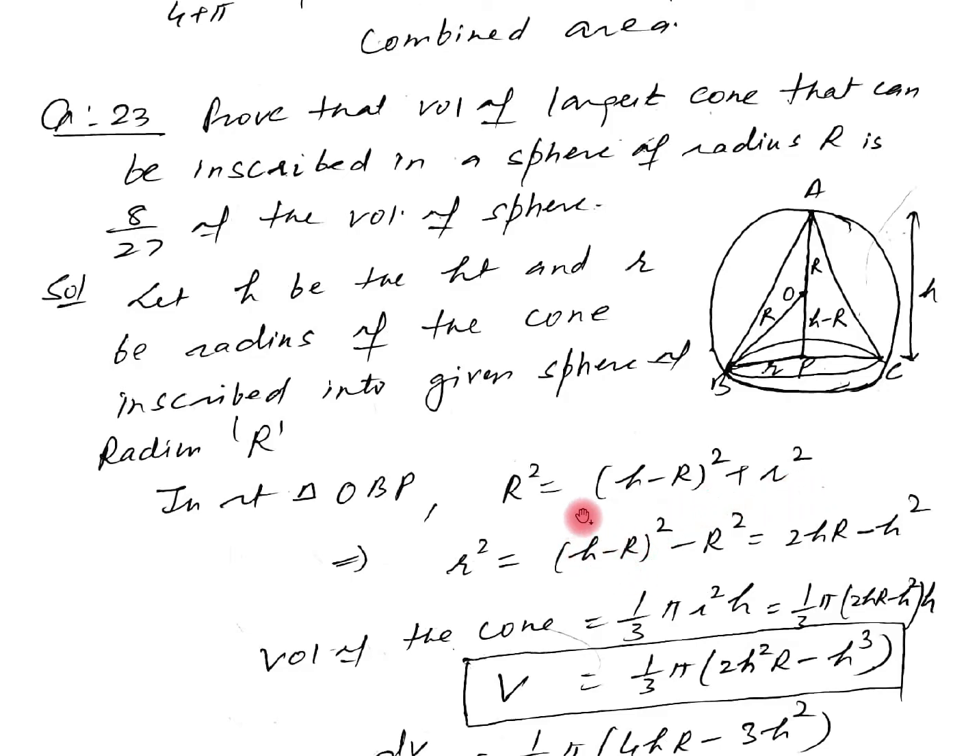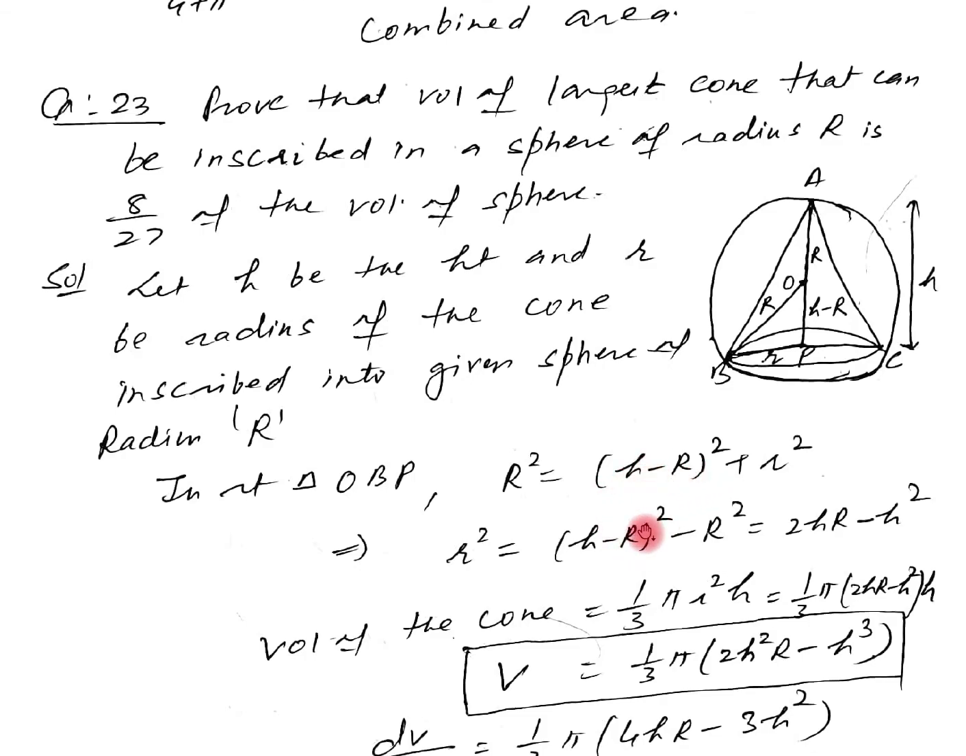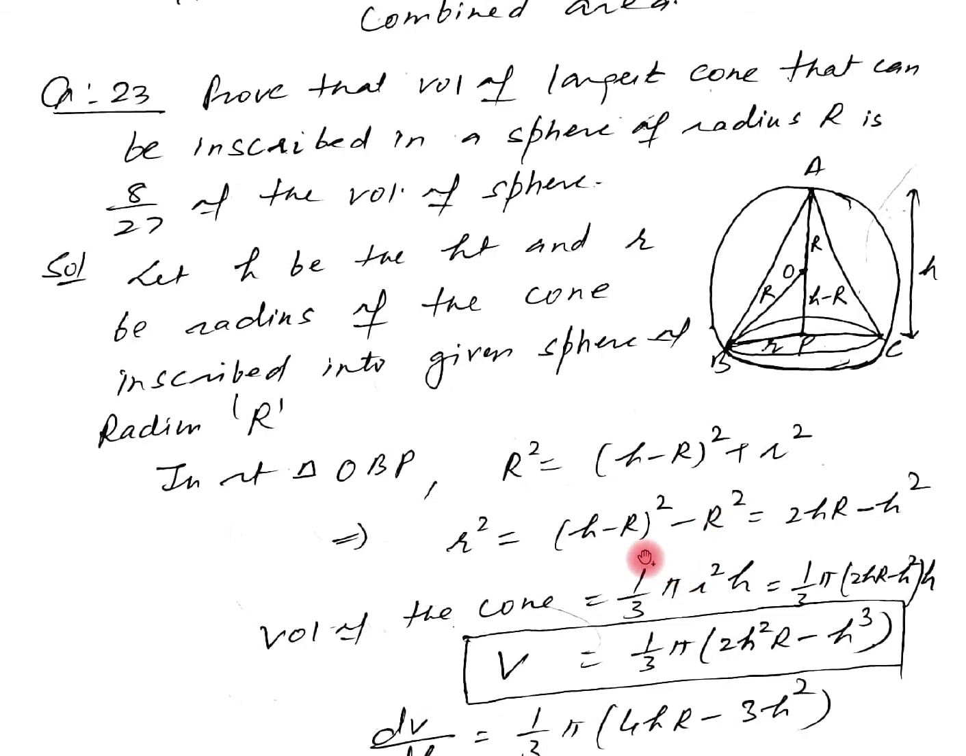So this can be written as capital R square equal to h minus R whole square plus r square. So this r square can be written as capital R square minus h minus R whole square. I will correct it in the PDF. Now, opening the bracket, we are getting 2hR minus h square.